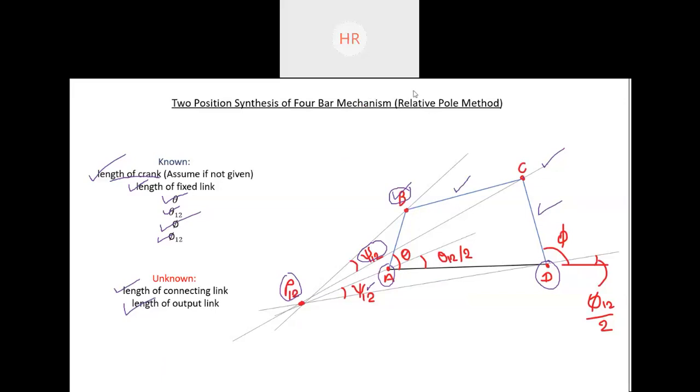Okay, so now this is for two position synthesis. So three position synthesis is similar to this. Okay, but before going to this, why do we use this kind of process? So in properties of pole, we observe that the angle, let me use the highlighter first.